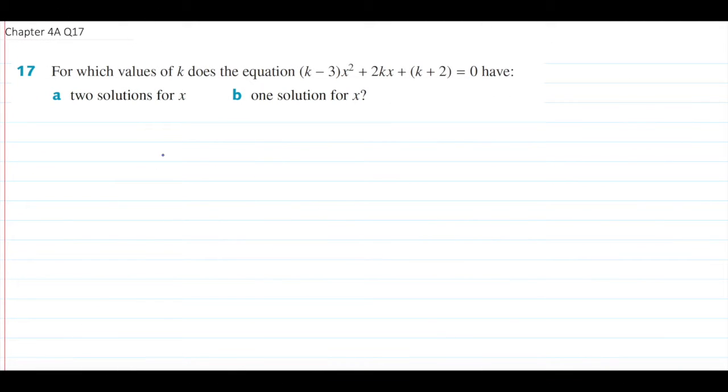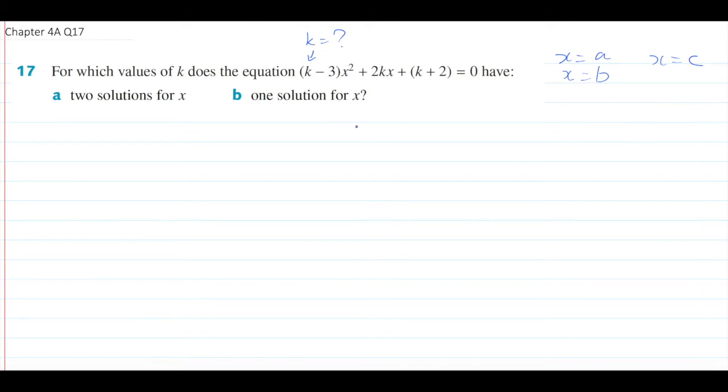Alright, so let's have a read. Question 17. For which values of k does the equation (k minus 3) times x squared plus 2k times x plus k plus 2 equals 0 have, for part A, 2 solutions for x, and for part B, 1 solution for x. So essentially what this is saying is, if you were to solve this quadratic equation, what values of k would give you 2 solutions, meaning x equals one number and x equals another number, and for part B, 1 solution, so that means x equals just one number.